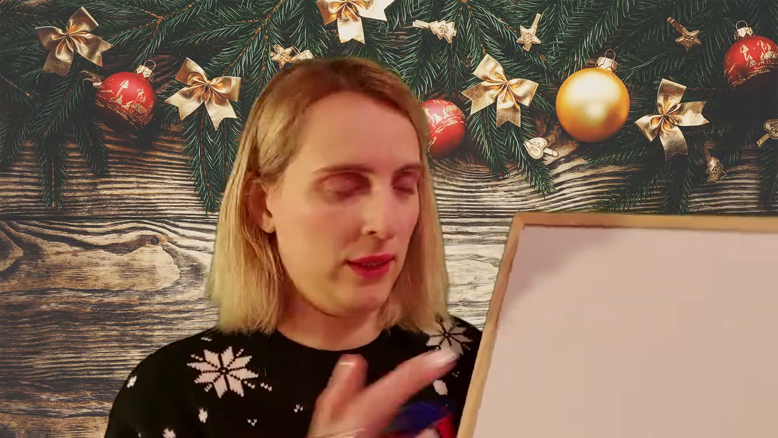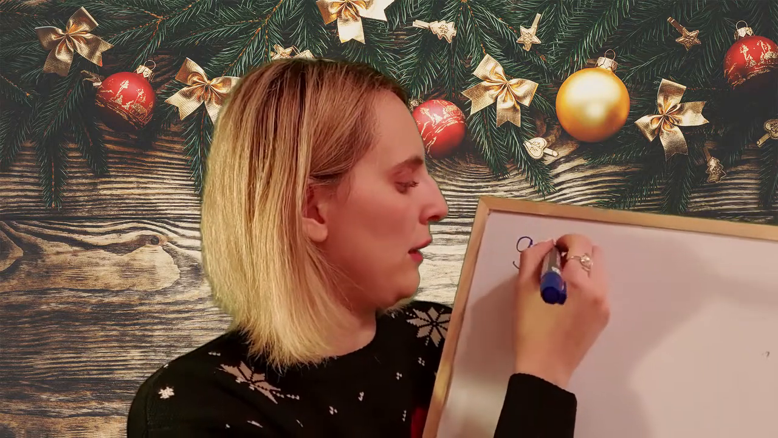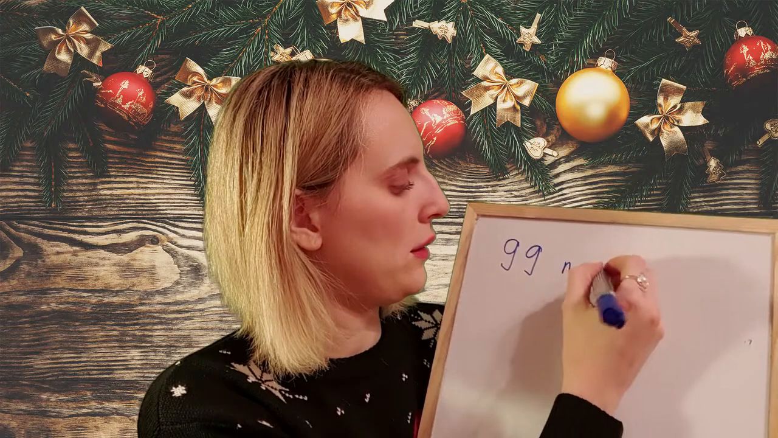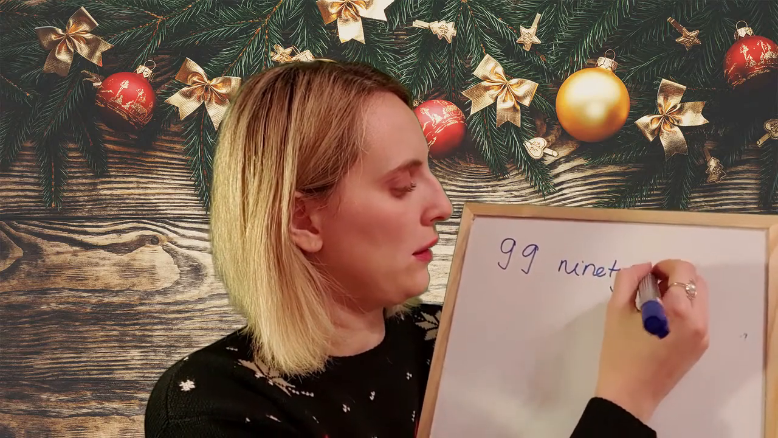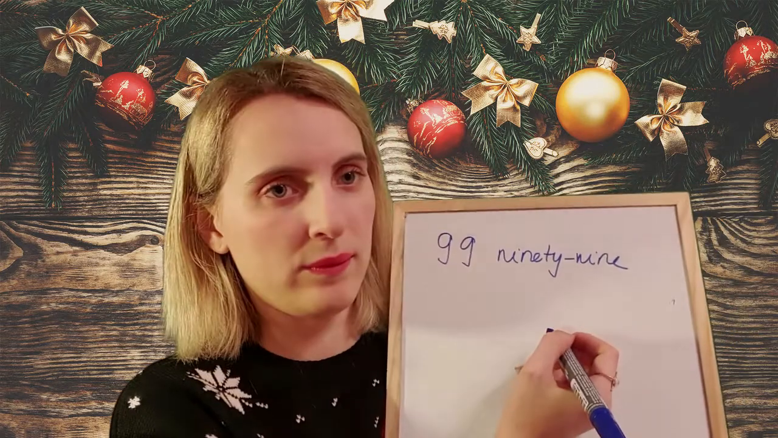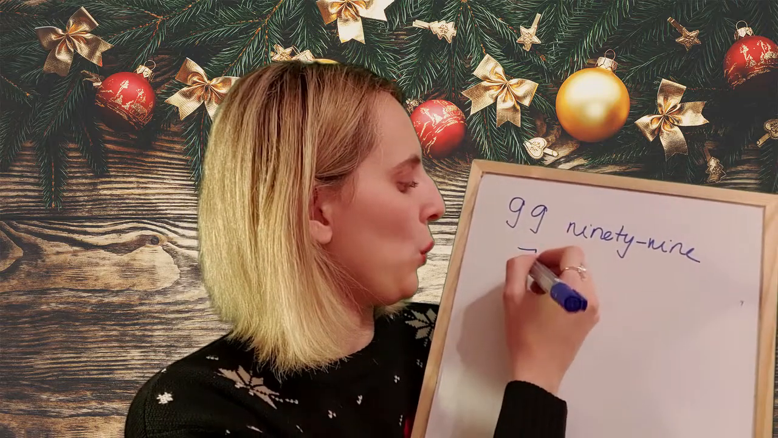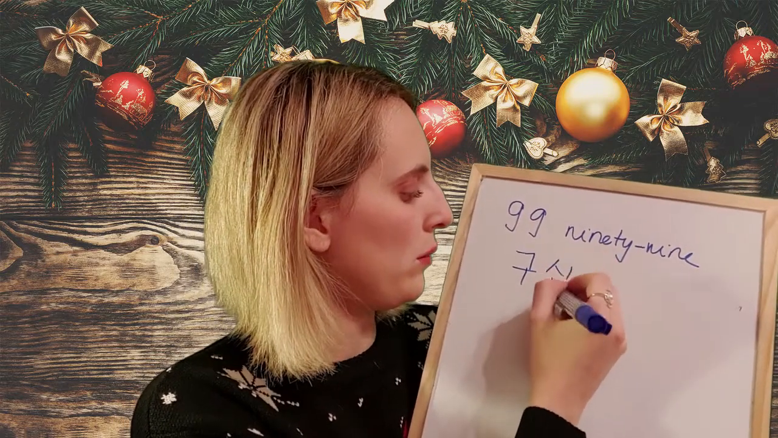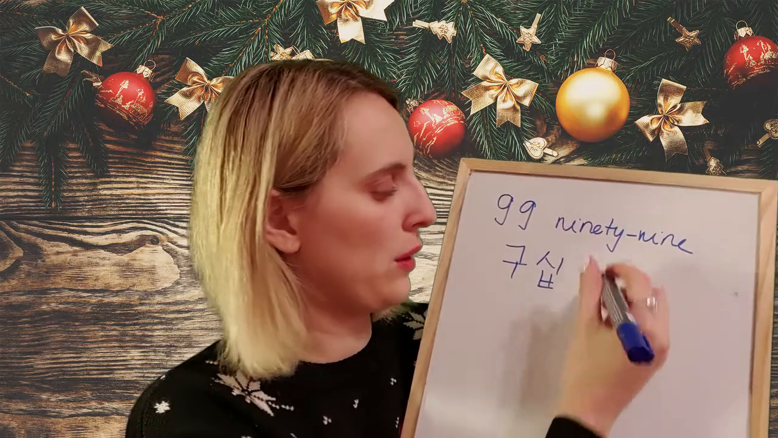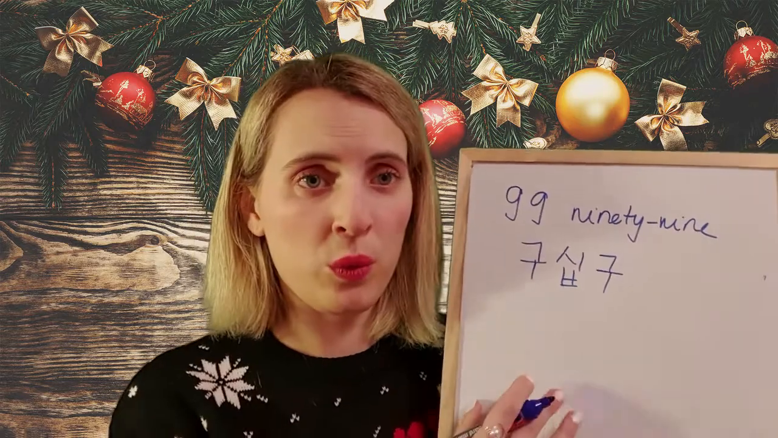So now, how would you say 40? You would say 40 like sa ship. Then 45, and o ship is 50, and so on and so on. And you are coming now to 99, and it is gu ship, and 9 is gu ship gu.